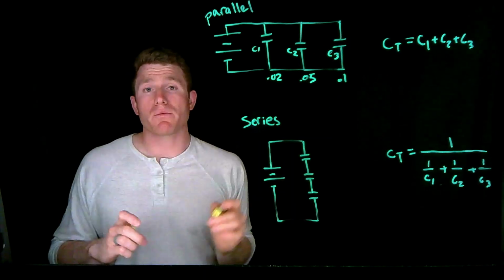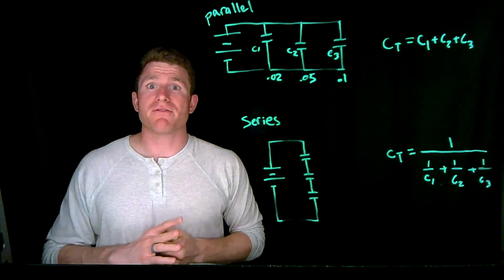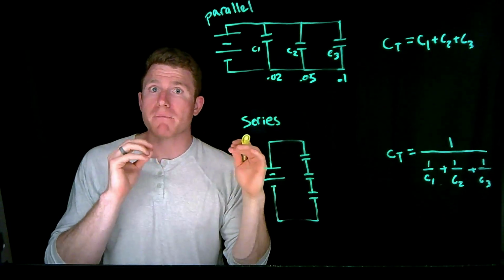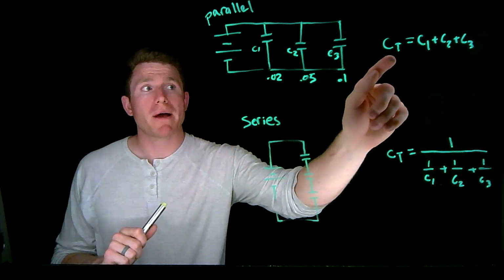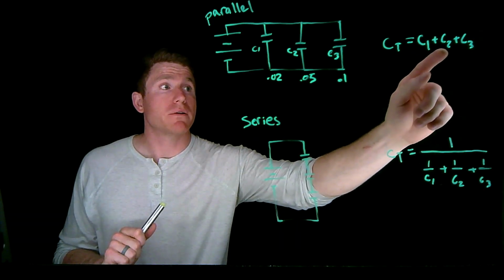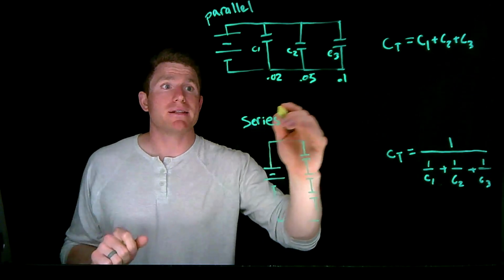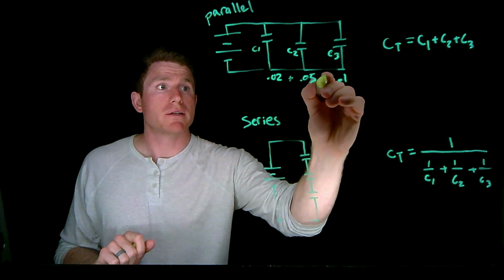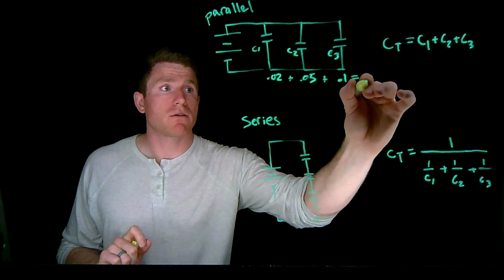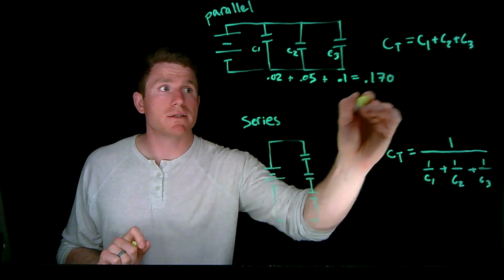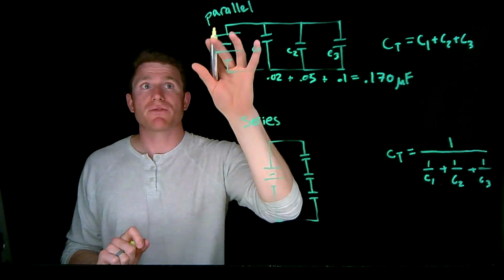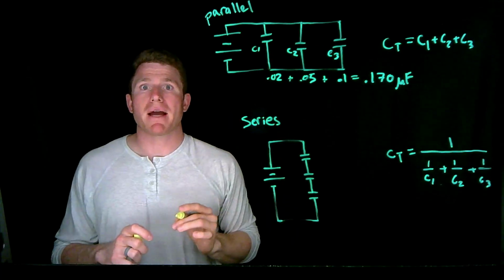The formula that we'll use on the test to find the total capacitance for this whole circuit when they're connected in parallel is: total capacitance equals capacitor 1 plus capacitor 2 plus capacitor 3. So in this situation, we're just adding up those 3 capacitors to get a grand total of 0.170 microfarads. That's for capacitors connected in parallel.